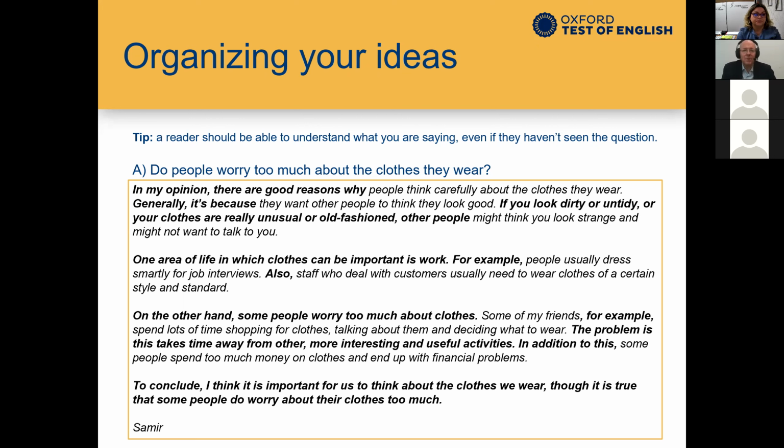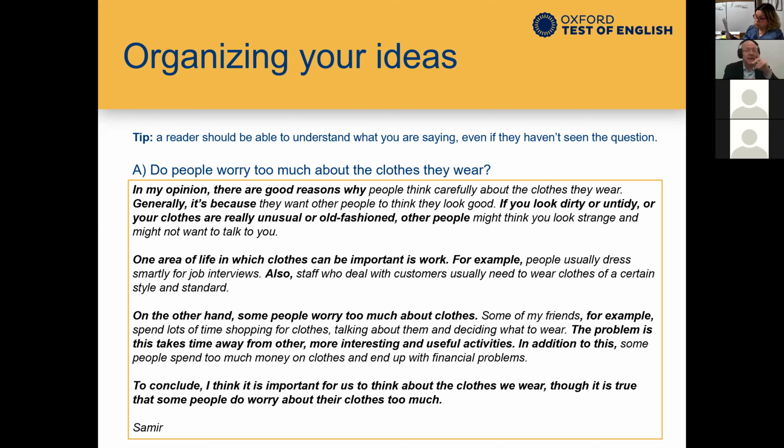Samir has put here now, in my opinion, there are good reasons why people think carefully about the clothes they wear. Now, isn't that better? Instead of people think about the clothes they wear, in my opinion, great. In my opinion, there are good reasons why, and that's another thing, reasons why. That's an example of Lexis, the reason why. It's not the reason because, it's the reason why people think, okay?